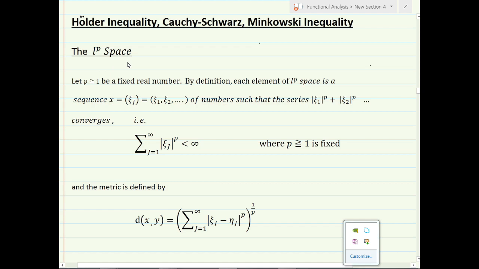It is necessary to talk about the elements of this space because it will be used in deriving the Holder inequality. Let p be greater than or equal to 1, be a fixed real number, then by definition each element of this space is a sequence of numbers. For example, this sequence can be x is equal to xi j, where j is a natural number. Therefore, this sequence is equal to the sequence of xi 1, xi 2, and so on.